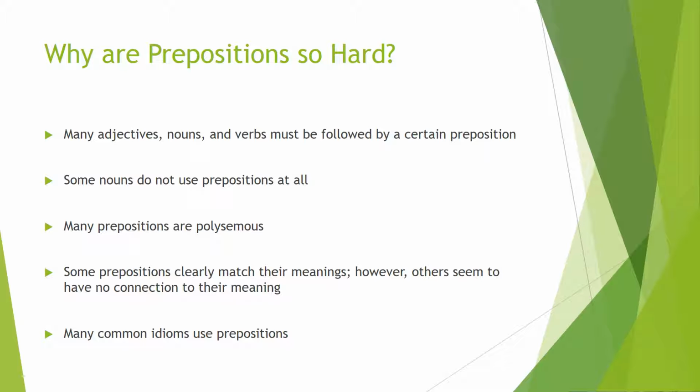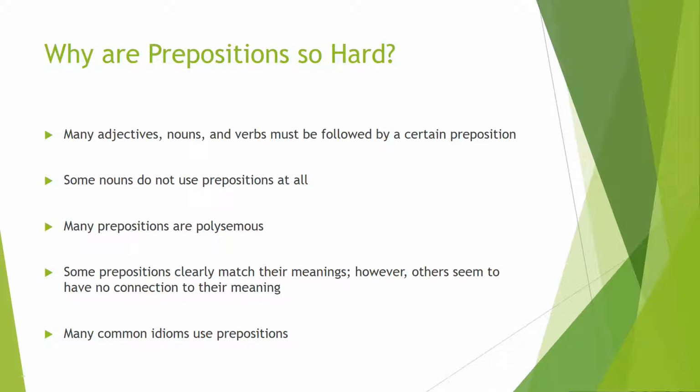Prepositions are hard for almost all learners for a number of reasons. Most adjectives, nouns, and verbs require a certain preposition to follow them, and some nouns, such as home, don't use any prepositions at all. One of the most difficult things about prepositions is that they have multiple meanings and uses. So one single word, such as in, can be used in multiple ways.